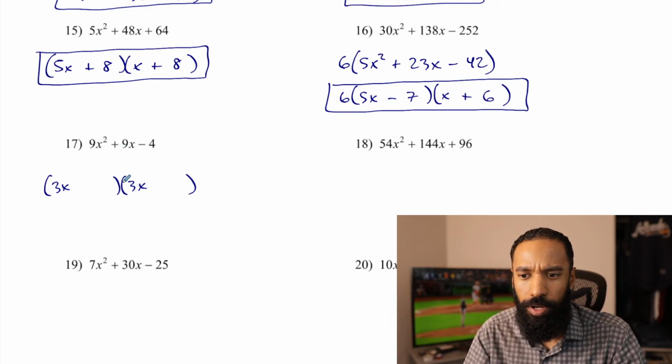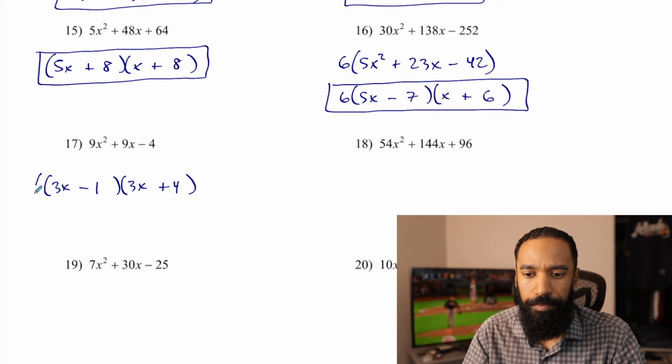Let's try 4 and 1, or 2. It can't be 2 and 2. It's not a perfect square trinomial. Oh, but that'd be 6. Let's do 4 and 1. Yeah, plus 4 minus 1, I think, works. 12 minus 3. Okay.